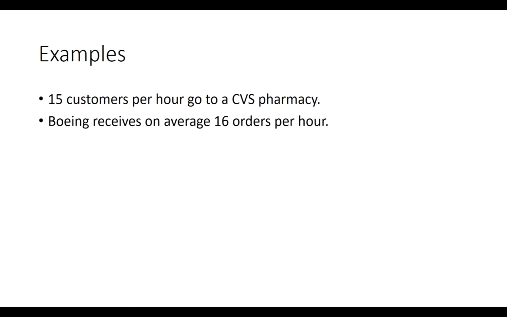In the previous example, 15 customers per hour means 4 minutes between the arrival of the customers, right? So you can easily calculate the inter-arrival time. But in the second question, 16 orders per hour is not an immediate calculation where you say every hour is 60 minutes, so that means 2 or 3 minutes inter-arrival time.